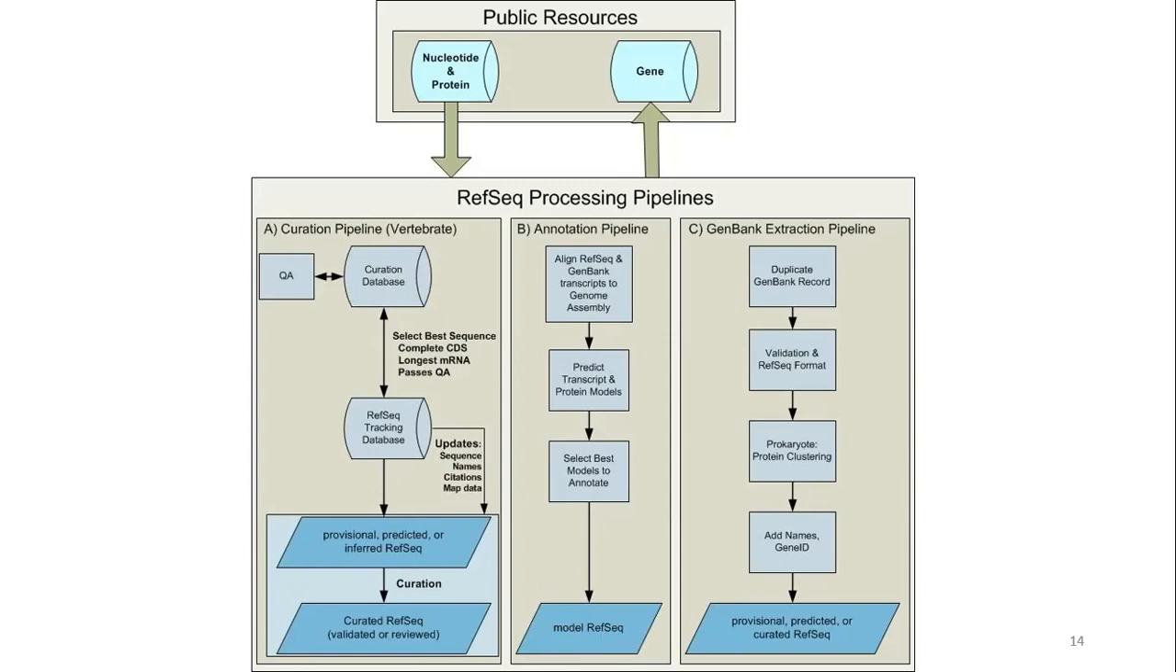On the other hand, if the sequence belongs to a vertebrate, there is a different pipeline that needs to be followed. By the end of this pipeline, initially you can have either provisional, predicted, or inferred reference sequence database status. After curation, these entries can be changed into curated. Once they are curated, they would have the status of either validated or reviewed. So depending on what kind of pipeline these sequences have come from, you can have different status.